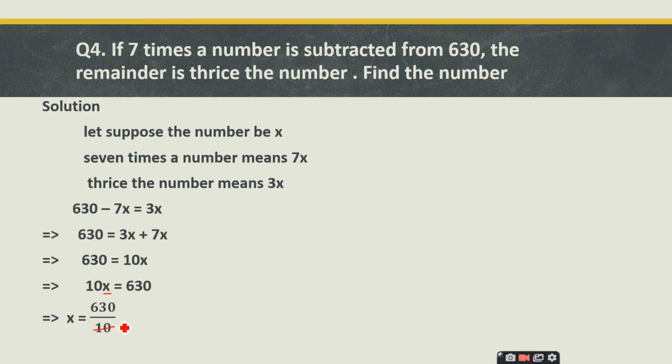Now 10 ones are 10, 10 sixes are 60, 3 carry, and 10 threes are 30. So x is equal to 63, which means that the number which we have to find is 63.